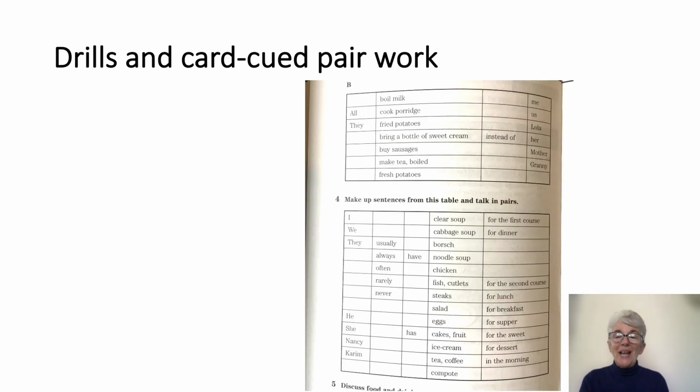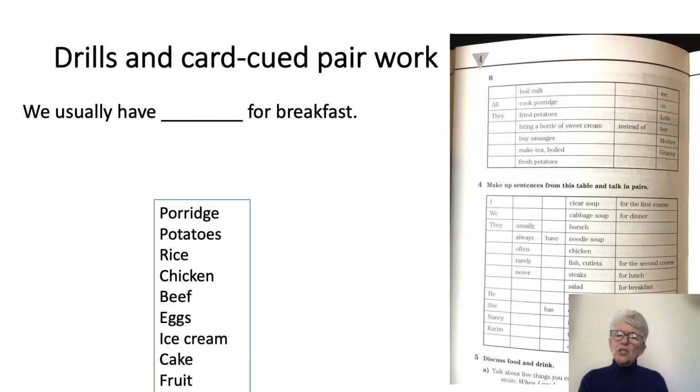Now for the third activity. We see from this page that the textbook has a lot of food and meal-related vocabulary, adverbs of frequency, and simple present in table form. We can certainly use these tables to do choral drills with the whole class. For example, porridge. We usually have porridge for breakfast. Potatoes. We usually have potatoes for breakfast, and so on.